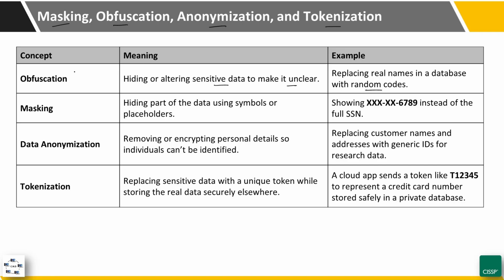So obfuscation is basically a generic and broad term, and the remaining three are, you can say, examples of obfuscation. So masking is hiding part of the data using symbols or placeholders. An example of masking is hiding or masking the initial digits of the social security number, such as replacing them with XXX, and showing the last four or last three digits instead of the full number. Similarly, the same can be done for credit card numbers.